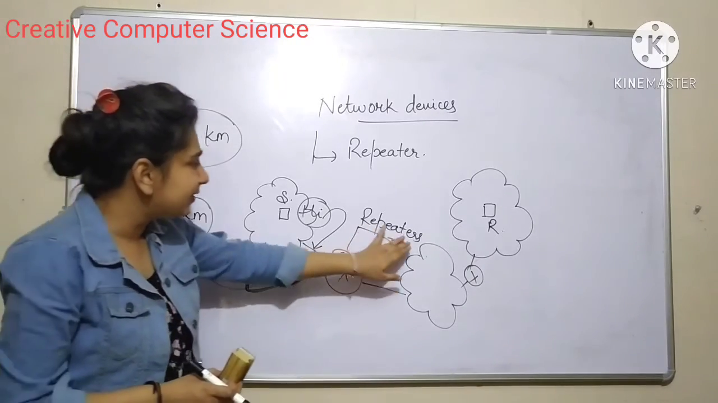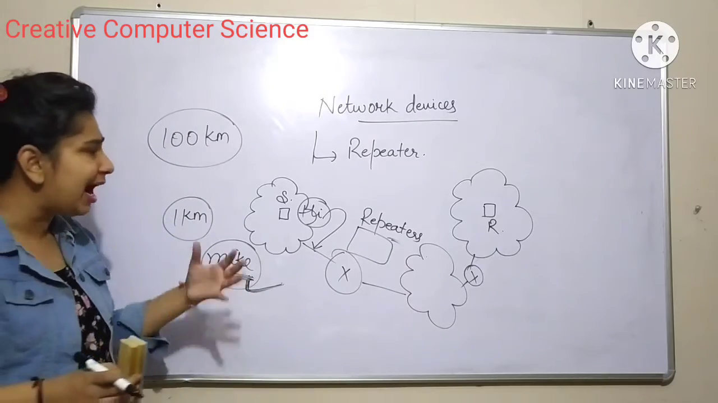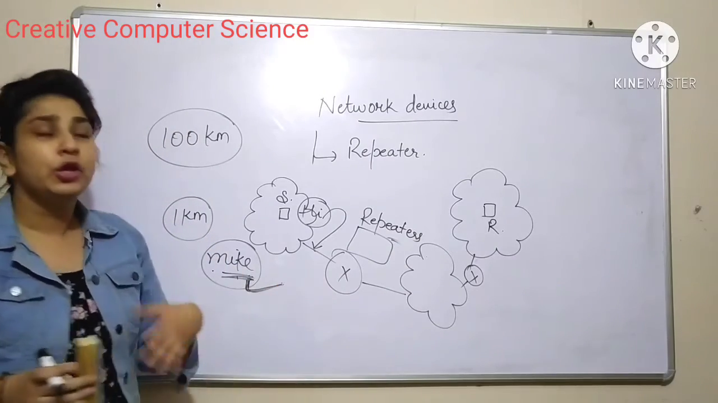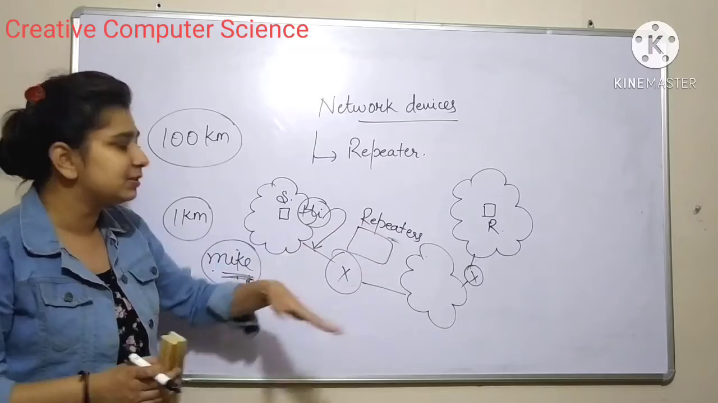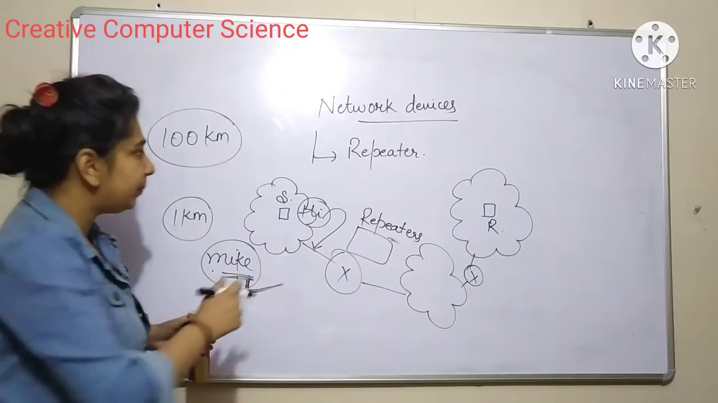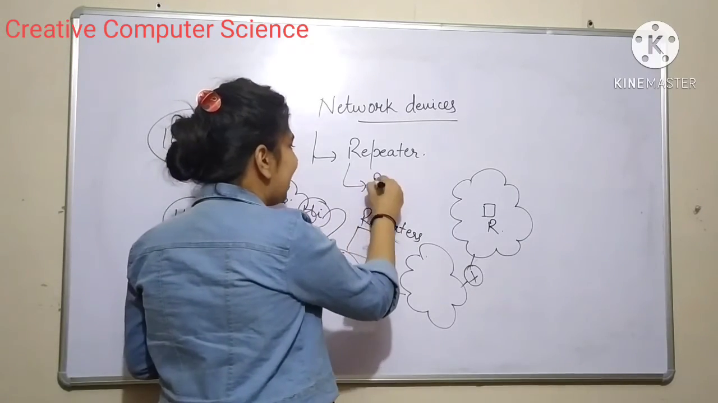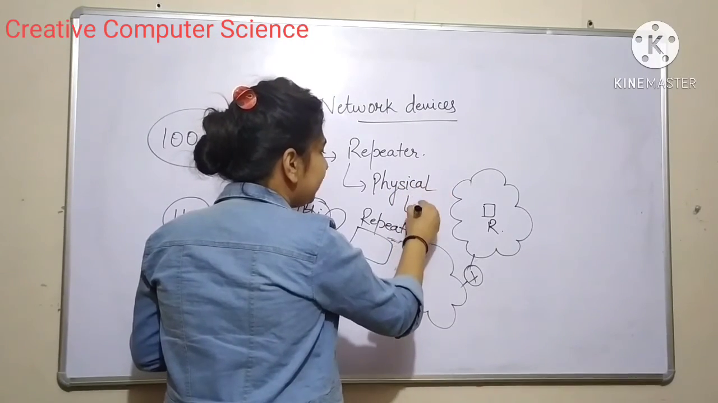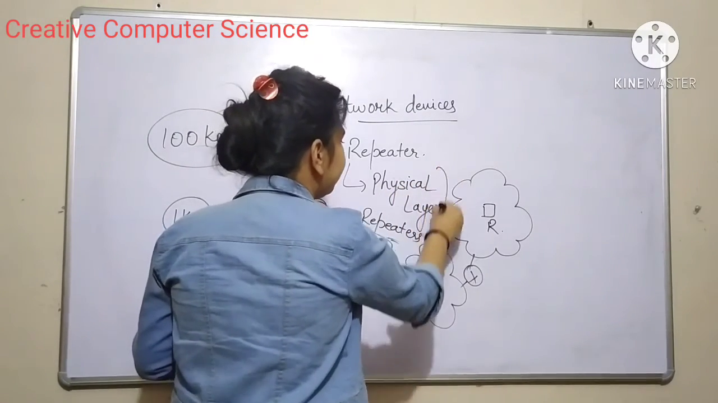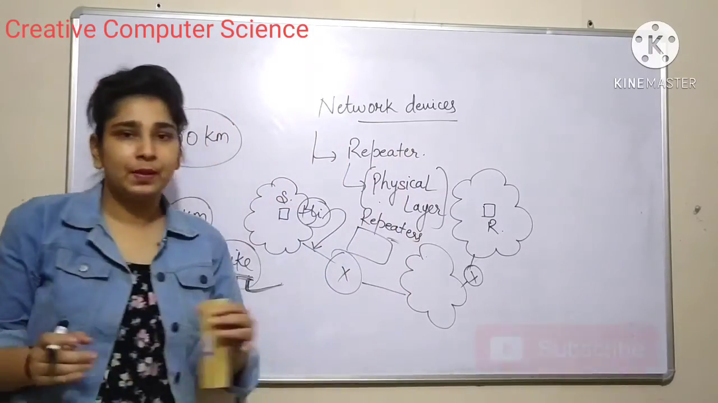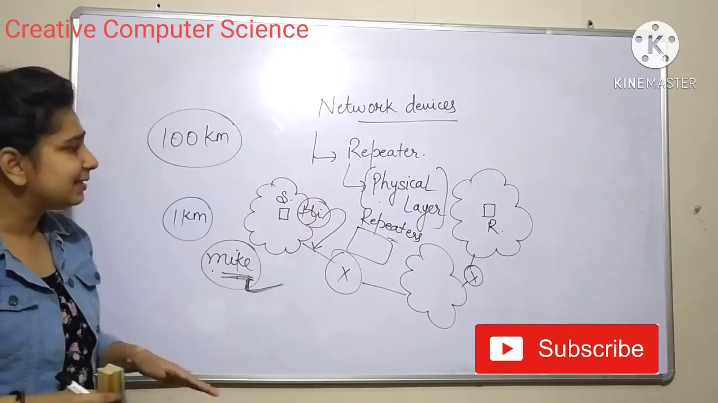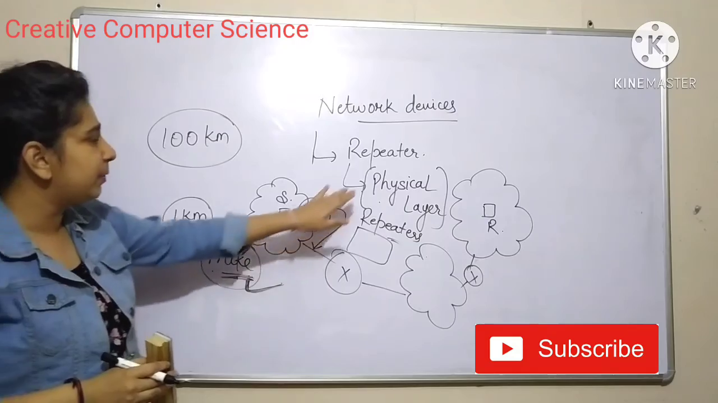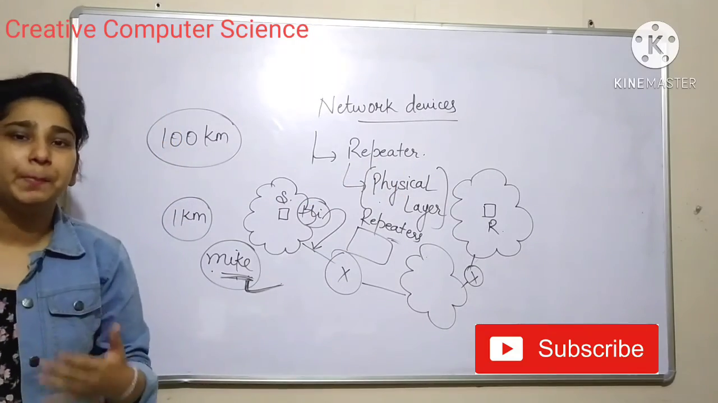So repeaters are basically used after a certain distance to increase the strength of your signal, and the repeater is used at the physical layer. This is the entire purpose of using repeaters.